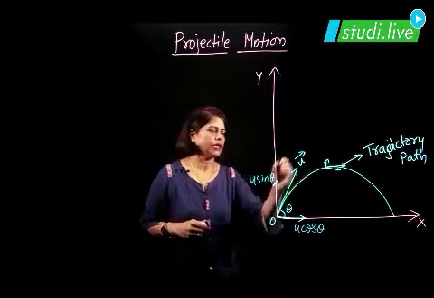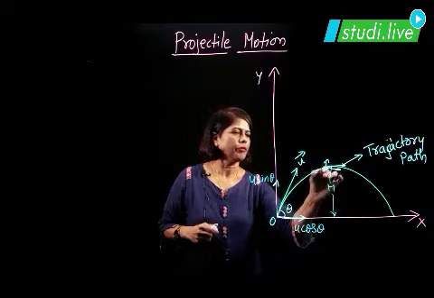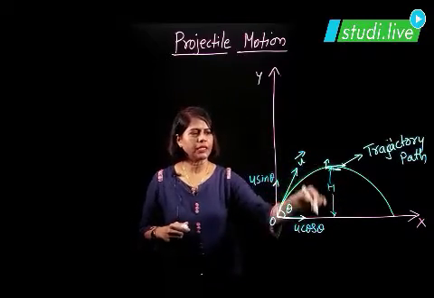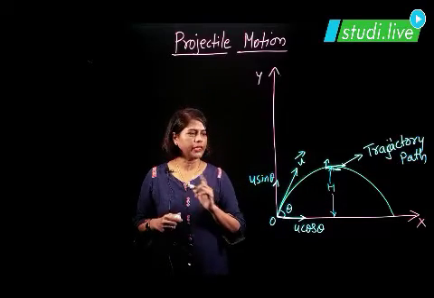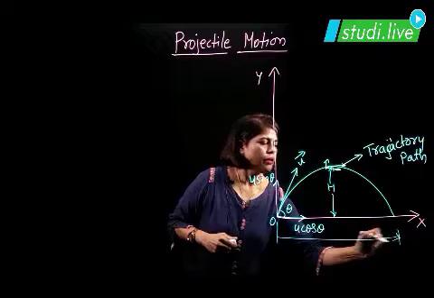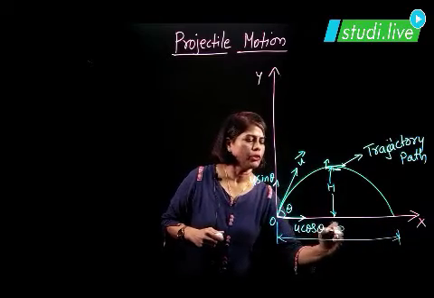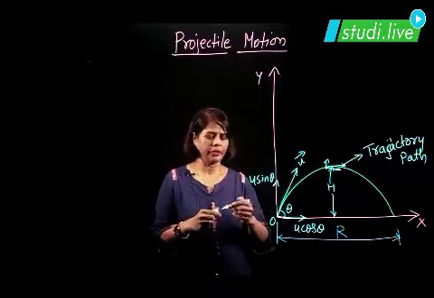Okay. Now as you can see here, this is the maximum height where the ball has reached. So this is the height of projectile motion. And the ball has reached to this level, which we call the range of projectile motion. This is the range of projectile motion. So different terms we have learned here.